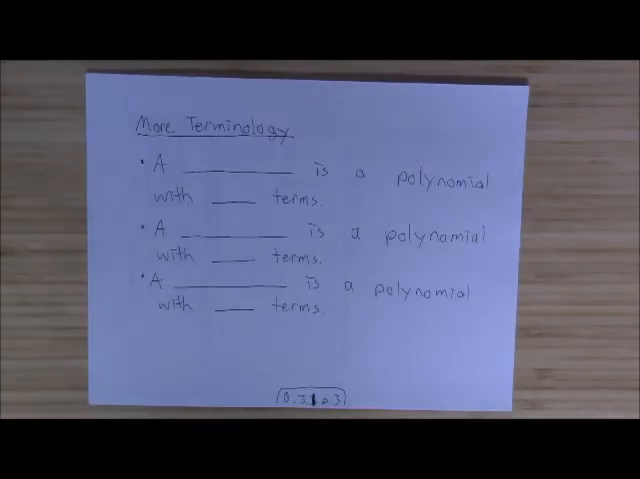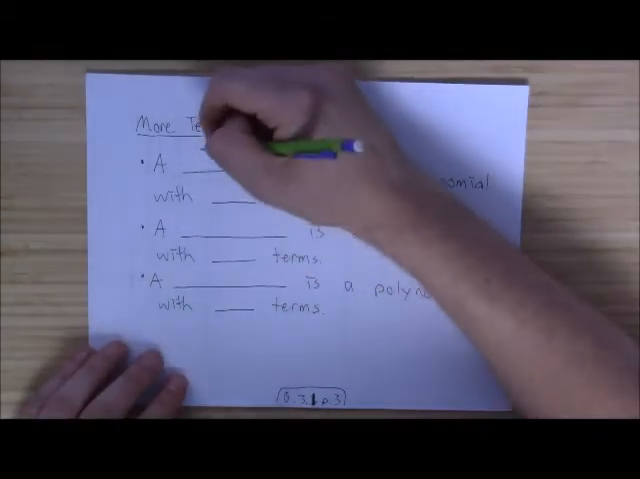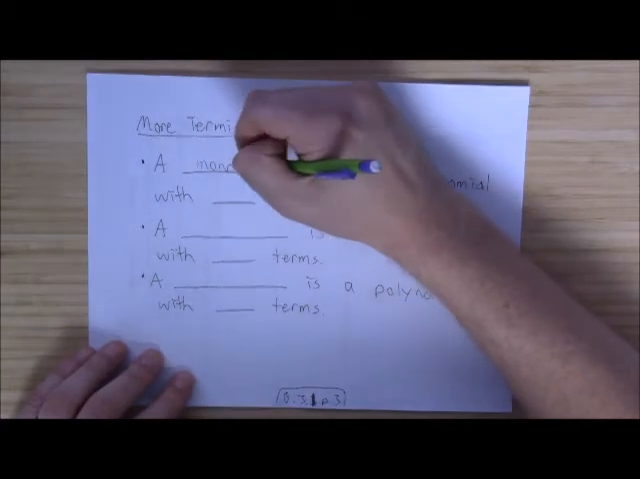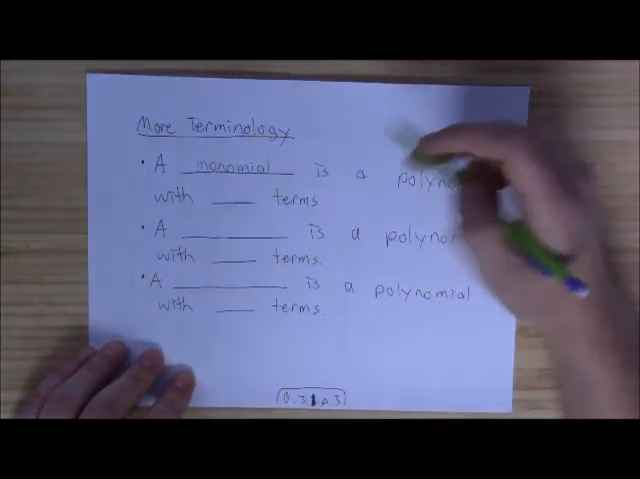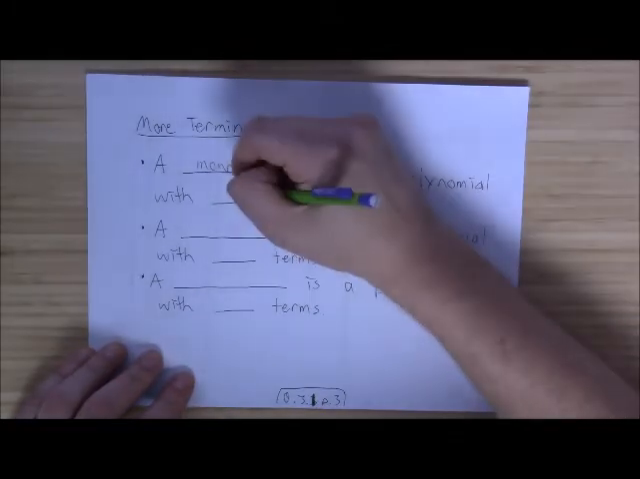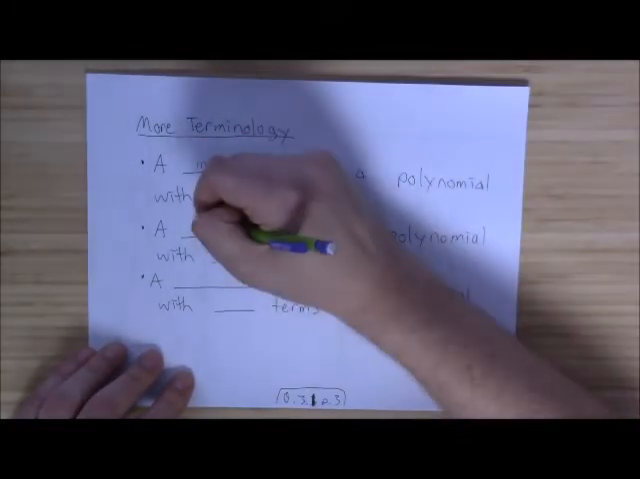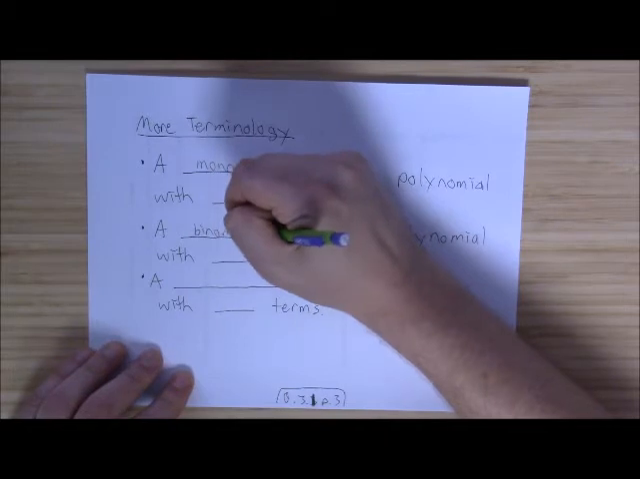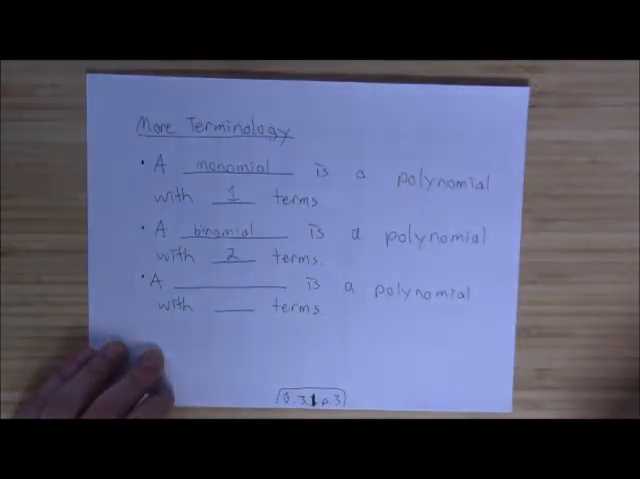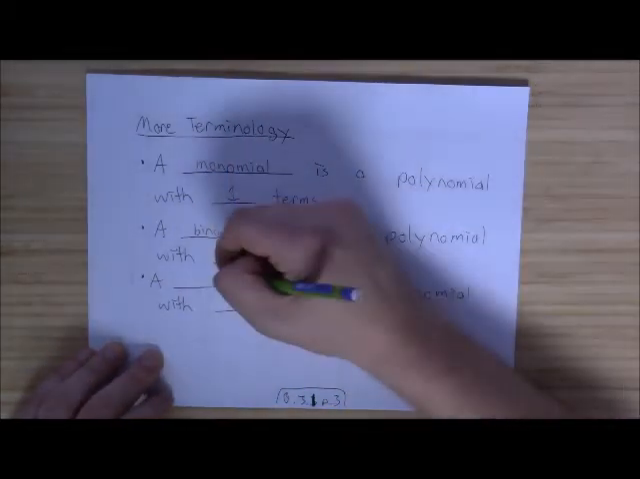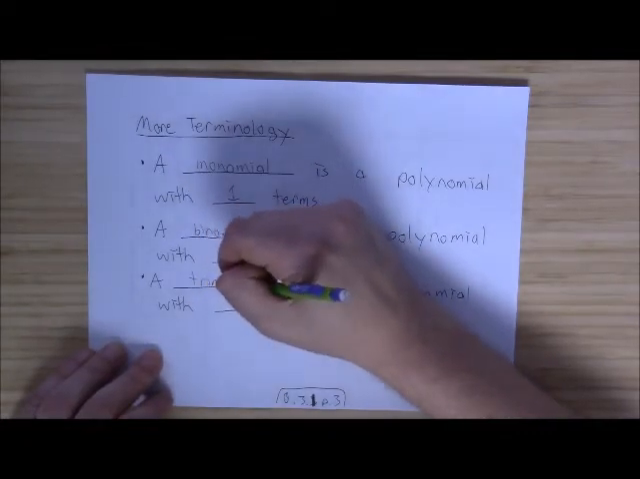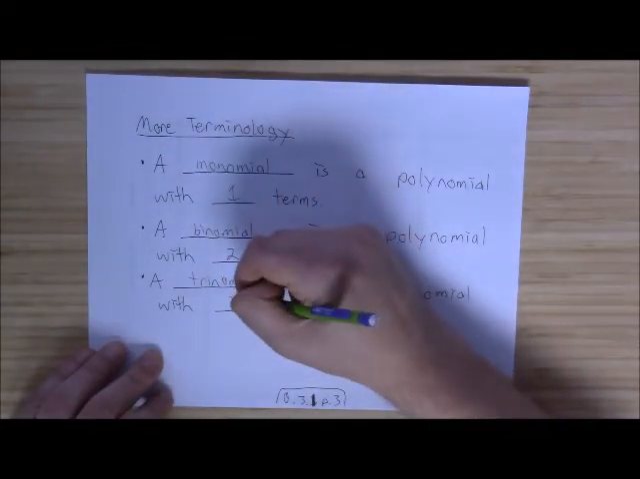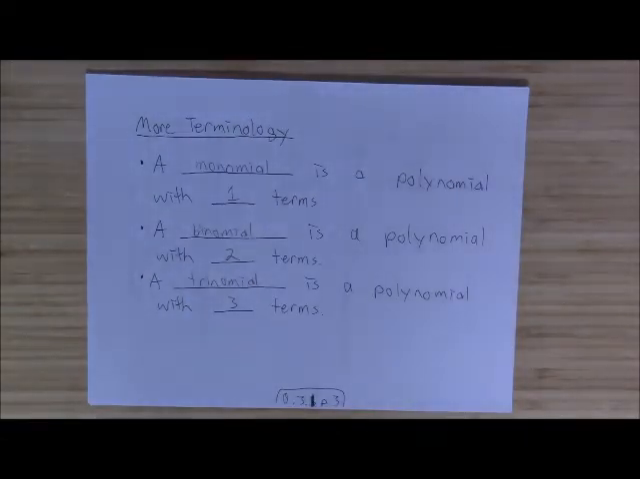A bit more terminology, we have some special polynomials based on the number of terms. If we have a monomial, if you think mono, then it means that it has one term. A binomial, similarly, has two terms. And then finally, a trinomial has three terms. Of course, if you remember, poly means many, then the way to understand this is that a polynomial has many terms in general.